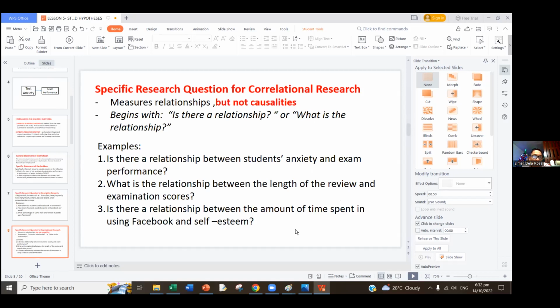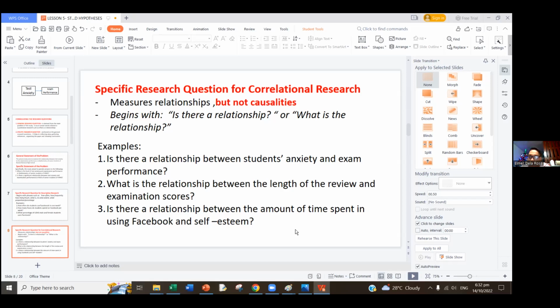So how do we begin? We begin with the template, is there a relationship? Or pwede namang, what is the relationship? Example, is there a relationship between student anxiety and exam performance? Or what is the relationship between the length of the review and examination scores? And is there a relationship between the amount of time spent in using Facebook and self-esteem?